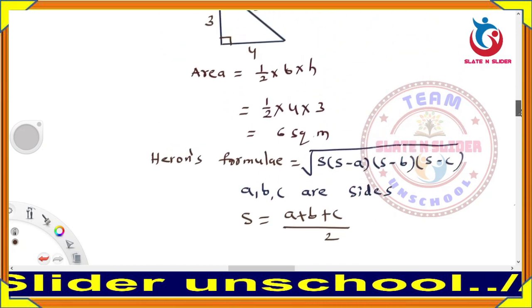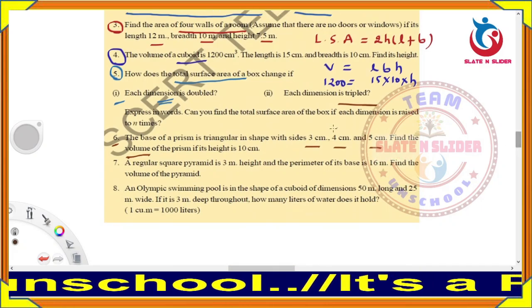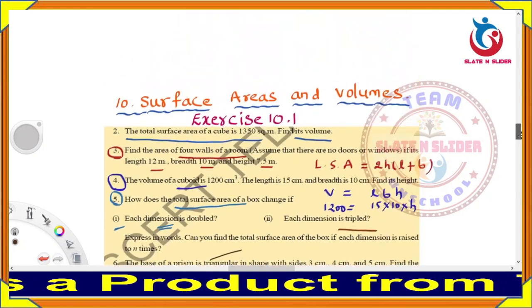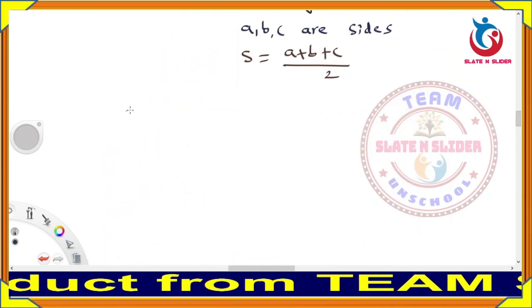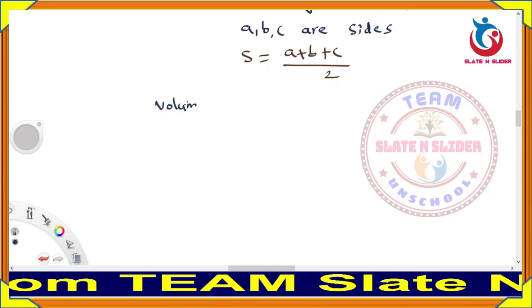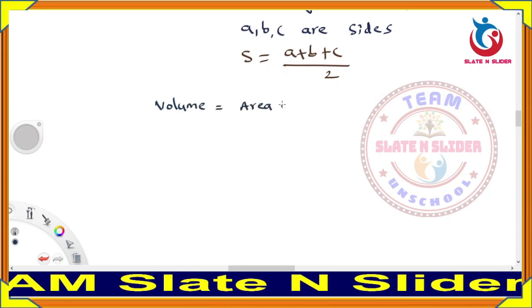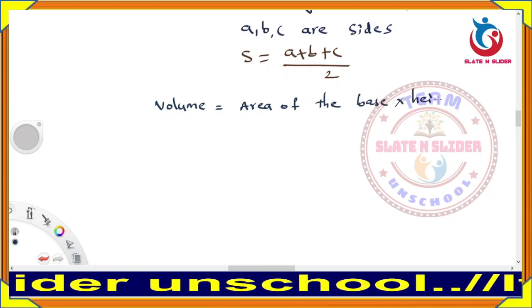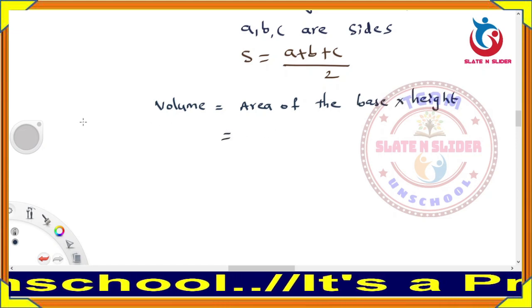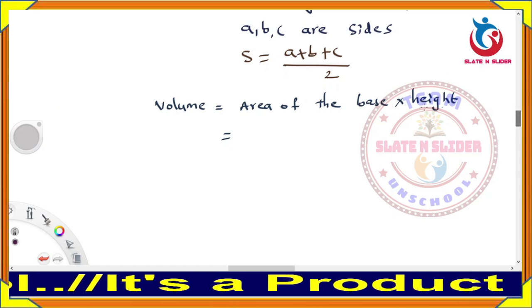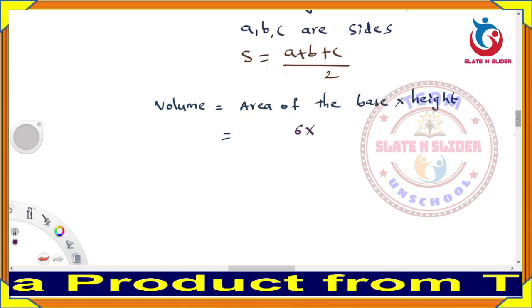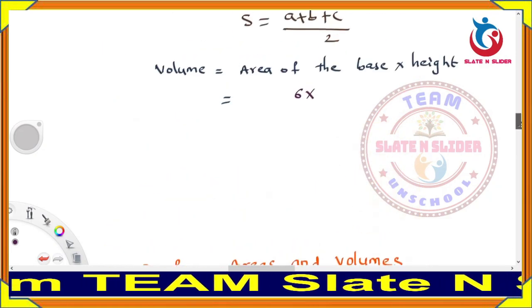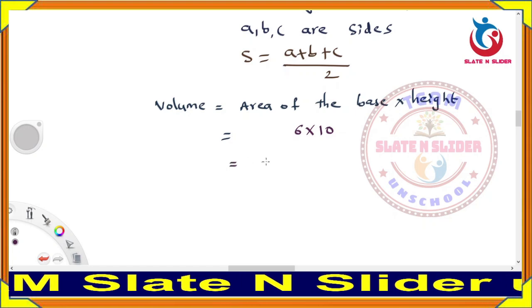And here, in this question, what should we have to find out? We have to find out the volume of the prism. So what is the formula for the volume of the prism? Volume of any prism is equal to area of the base into height. So in this formula we can substitute the area of the base. So area is 6 into height. Height is 10 centimeters. So 6 into 10, that is equal to 60.